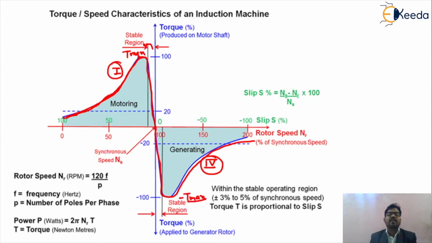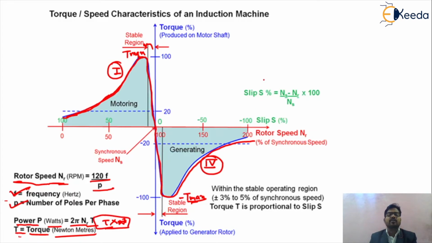So we have a very fundamental concept of speed, that is, we call it ns, which is 120 f upon p, where p is the number of poles and f is the frequency, and we get the value of power in terms of watts. It is a product of torque into speed, where T is in newton meter and N is in rpm. This will be the basic thing.